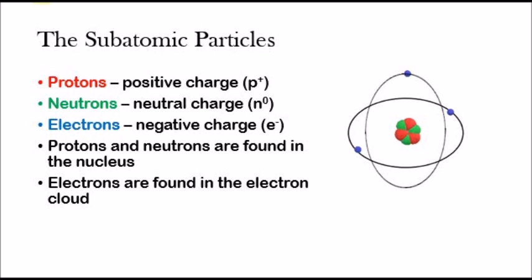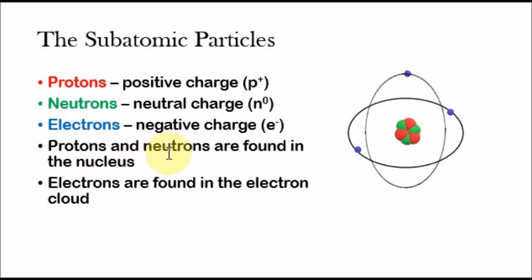So basically, you have the atom, and it consists of the subatomic particles. Sub means lower, so you can think of it like the things that make up the atoms, right? So you have protons, which have a positive charge, and the symbol for protons is P plus. You have neutrons, which have a neutral charge, and the symbol for that is N0. And then you have electrons, which have a negative charge, and those have a symbol of E minus.